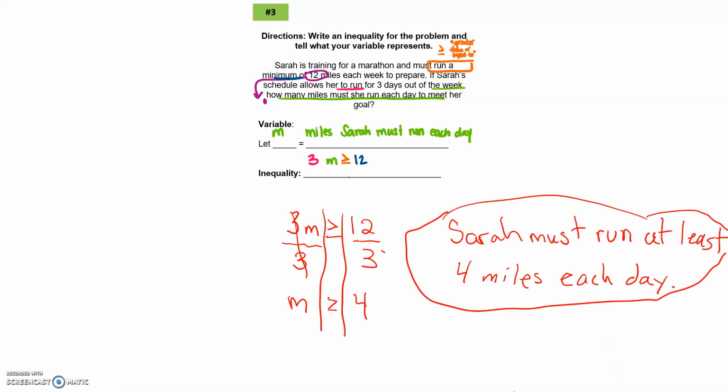So in order to solve this problem, you're going to need to set up your inequality again. 3m is greater than or equal to 12. Since 3m means 3 times m, you need to do the opposite operation, which is division. So it's going to be 3m divided by 3, which will leave you with m, and then 12 divided by 3 on the right-hand side will give you 4. So you get m is greater than or equal to 4. So your answer is Sarah must run at least 4 miles each day.